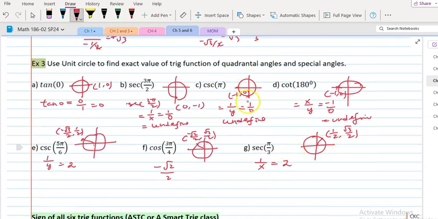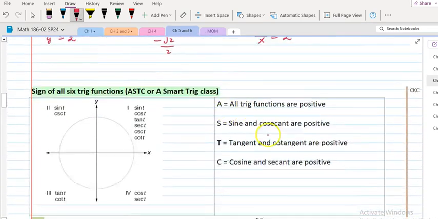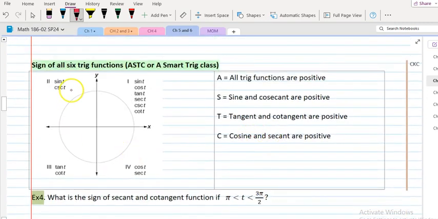So that's how you use the unit circle to find values for angles within 0 to 360. We also want to look at the signs of all 6 trig functions. In quadrant 1, sine, cosine, tangent, secant, cosecant, and cotangent are all positive. In the second quadrant, sine is positive, cosecant is positive. The third one, tangent and cotangent are positive because when you're dividing sine and cosine, they're both negative, then it becomes positive. And then lastly, quadrant 4, cosine is positive, secant is positive.